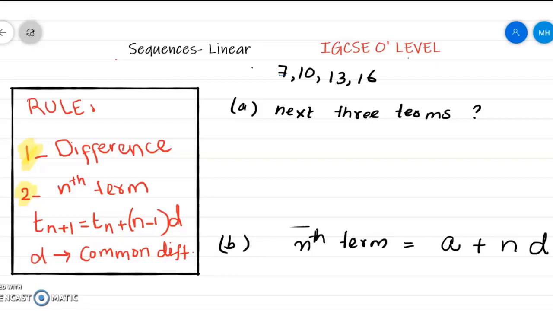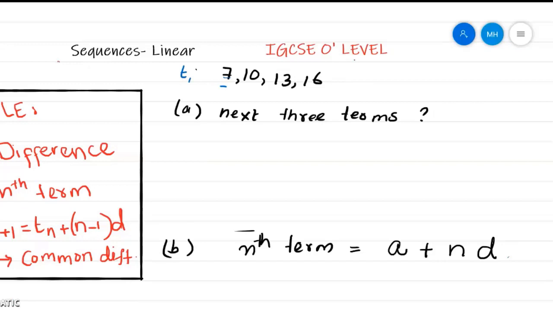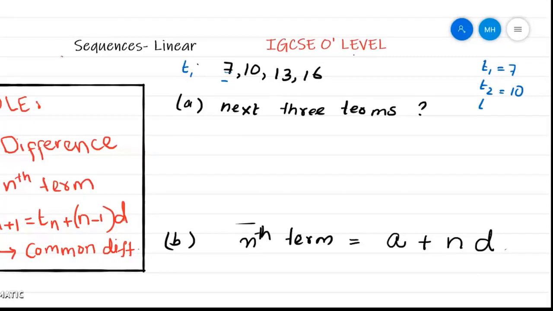As far as a sequence is concerned, we have a number of terms over here like this. This term is called the first term, so I'm going to represent it as T1. T is for term and 1 is for the number. So T1 is the first term, and 10 is the second term. I'm going to write T1 as 7, so term 1 is 7. Term 2 is 10, term 3 is 13, term 4 is 16, and so on.